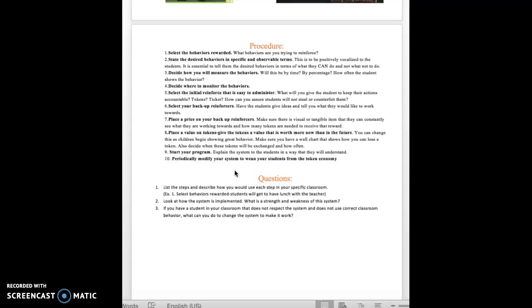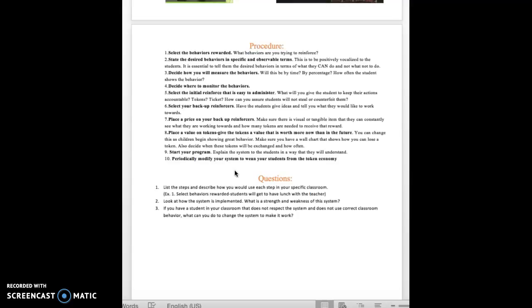Six, select your backup reinforcers. Have the students give ideas and tell you what they want to work towards. So in the beginning of the year, be like, hey, what do you all want to work towards? What would you like as your rewards? Would you like to go outside for an extra 5 minutes of recess? Would you like to have lunch with the teacher? Just different things that they want to work towards, not ones that as the teacher you are giving them. Because they're not going to work towards something that maybe you would work for, but that they would work for.